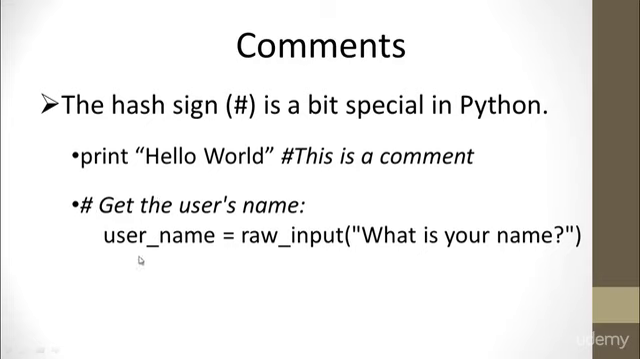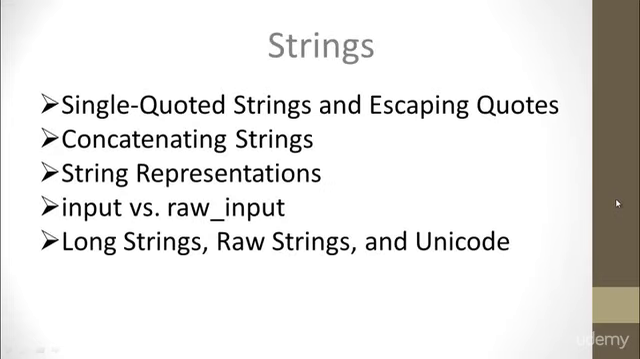So now we know what a comment is. We will move to the next section that takes us to strings. Single quoted strings, escaping quotes, which is the one that I showed you before. We can write the command in double inverted commas or single inverted commas. We can also cover concatenating strings, string representations, input versus raw input, which is a difference between Python 2.7.9 and Python 3.4.2, long strings, raw strings, and Unicode. I'll show you that in a minute.